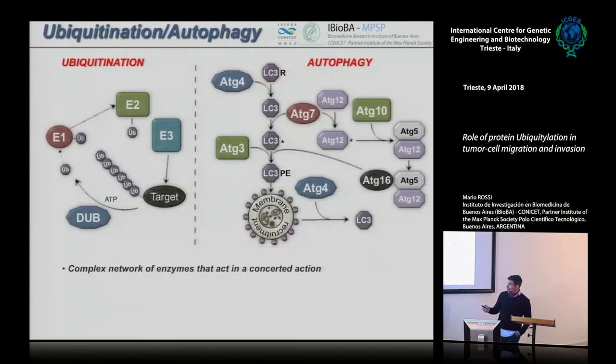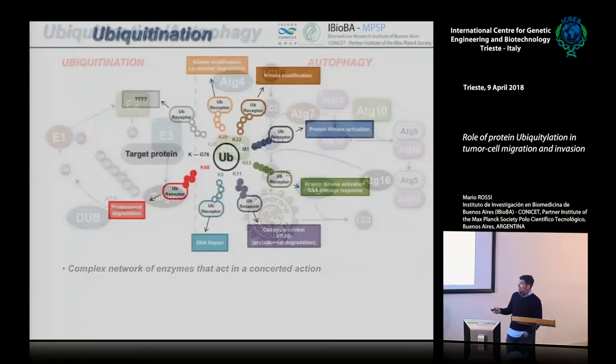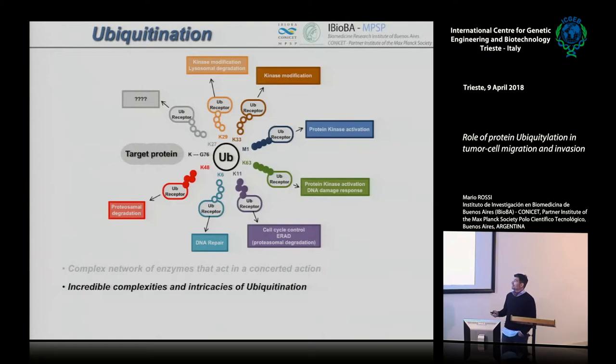the ubiquitin pathway and the autophagy pathway. Both of them are a cascade of enzymatic functions where the concerted action of different enzymes will result in the tagging of protein or organelles for degradation or for other purposes. So ubiquitin is a very complex system, and many people have heard of the proteasomal degradation, but depending on how the ubiquitin changes form, it has very different functional outcomes for the protein that is tagged.